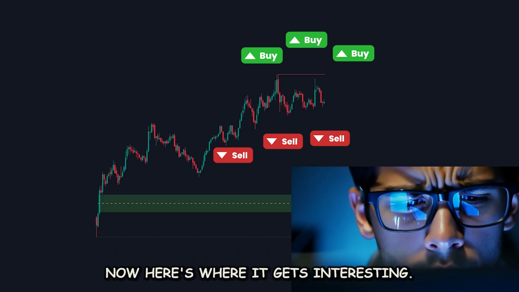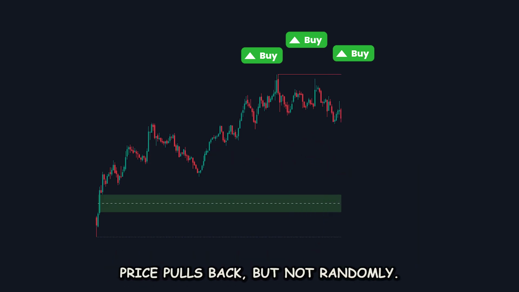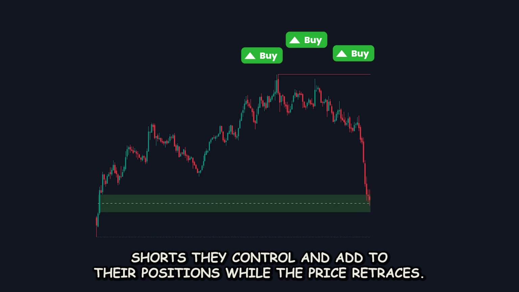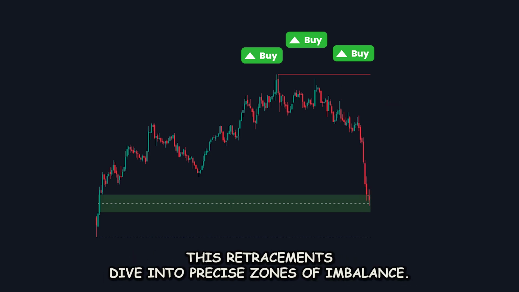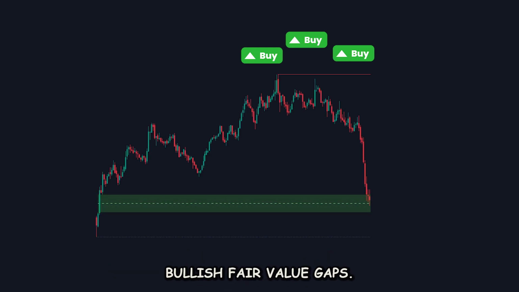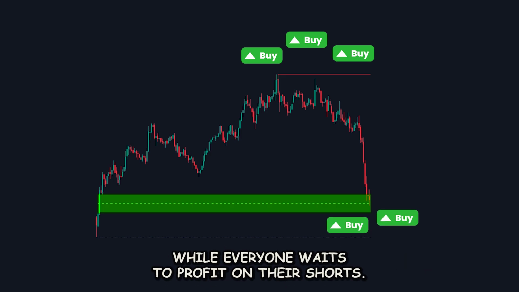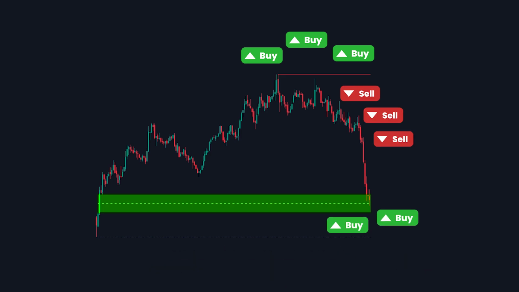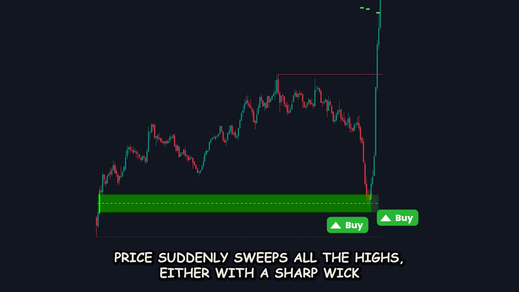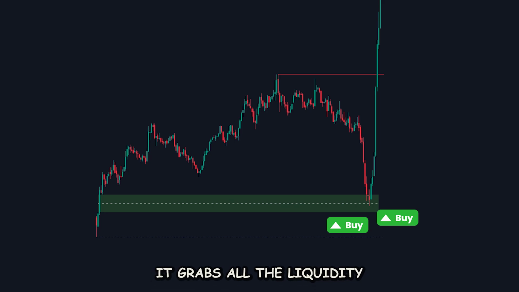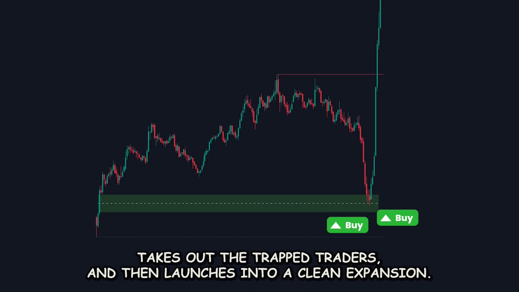Now, here's where it gets interesting. Price pulls back, but not randomly. Shorts take control and add to their positions while the price retraces. These retracements dive into precise zones of imbalance, bullish fair value gaps. This shows smart money is likely entering, building long positions while everyone waits to profit on their shorts. Then comes the move. Price suddenly sweeps all the highs, either with a sharp wick or a strong candle close. It grabs all the liquidity, takes out the trapped traders, and then launches into a clean expansion.